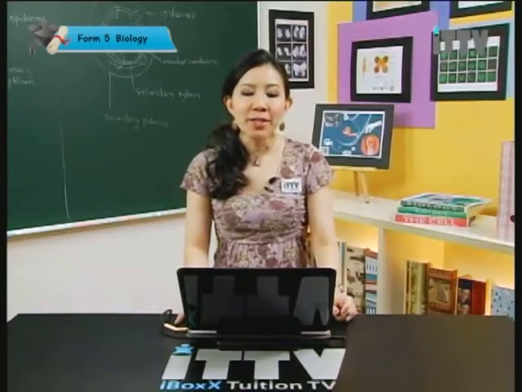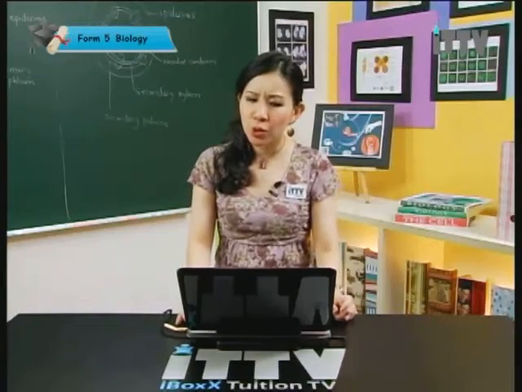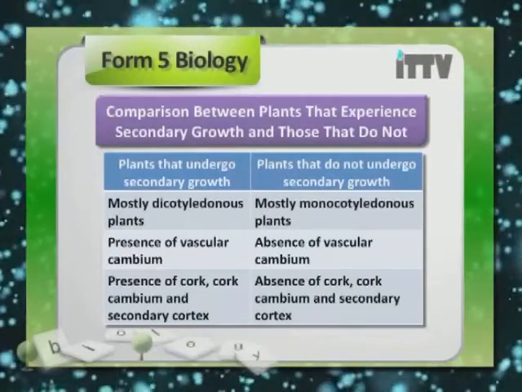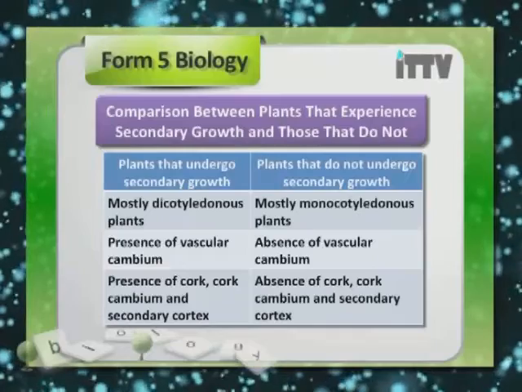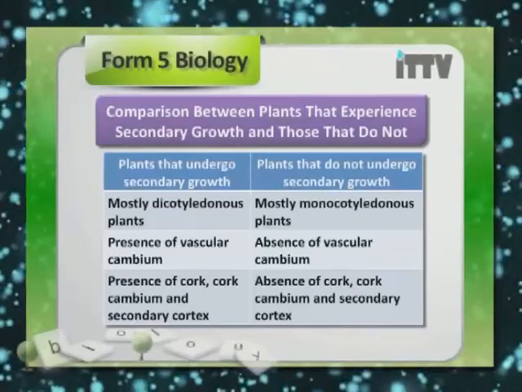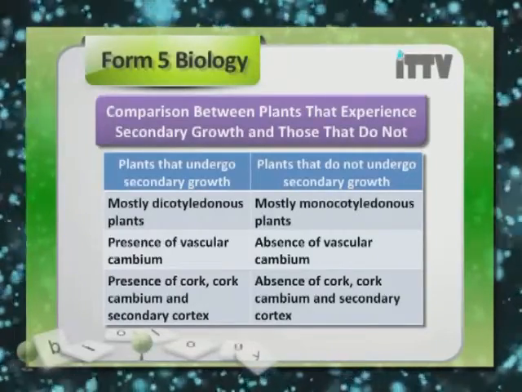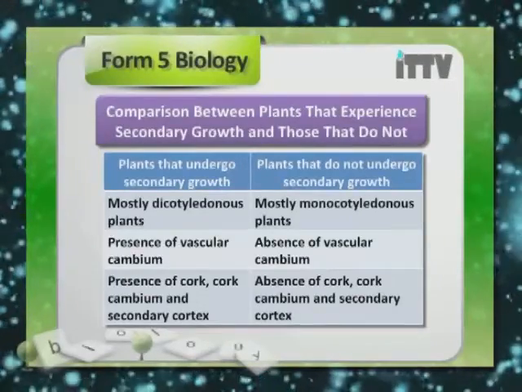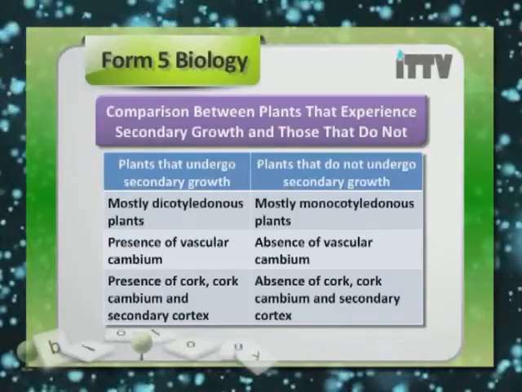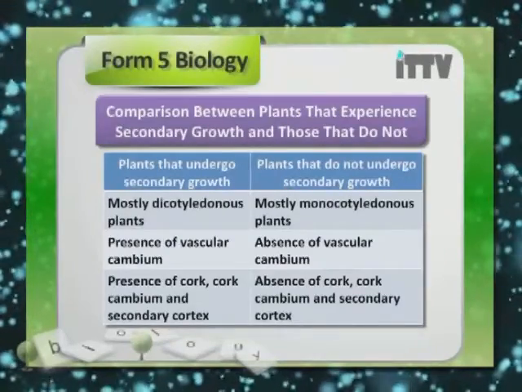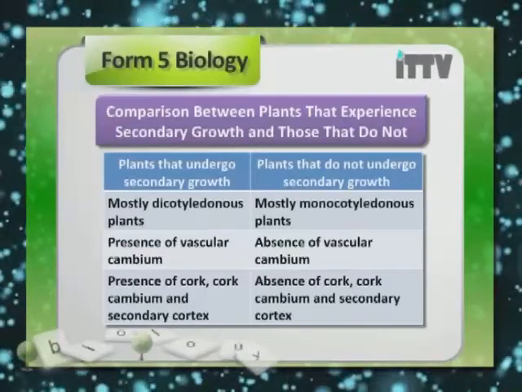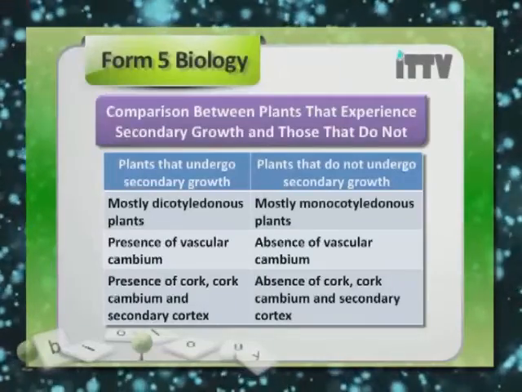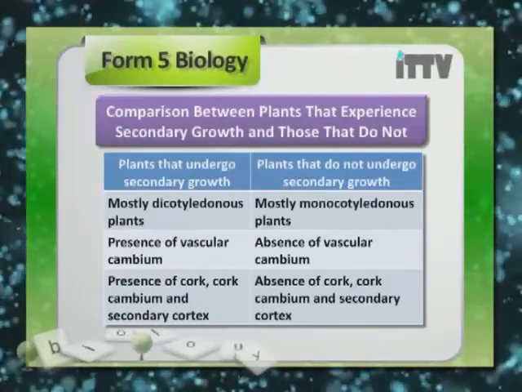Now let's look at a comparison between plants that experience secondary growth and those that do not. As we look at this table, because the notes are in the table, it's easier for students to study for their exams. Plants that undergo secondary growth are mostly the dicotyledonous plants, whereas plants that do not undergo secondary growth are mostly the monocotyledonous plants. Plants that undergo secondary growth have vascular cambium, while plants that don't have secondary growth do not have vascular cambium. They don't need to.